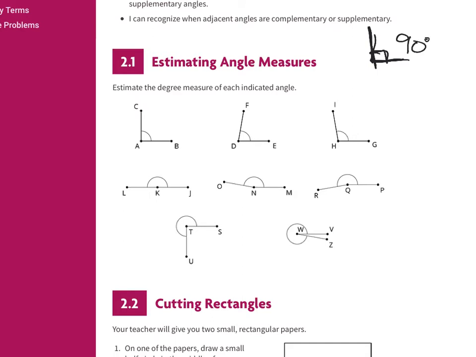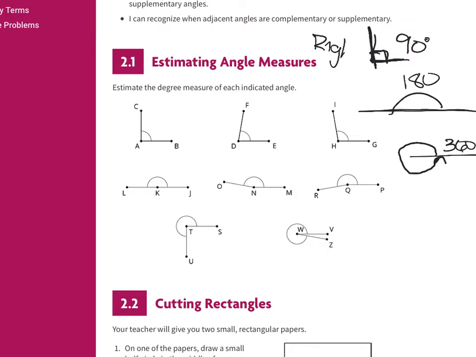A straight angle looks like a straight line. That's 180 degrees. If you put 2 right angles together, it makes a straight angle, which is 180 degrees. And then if you put 2 straight angles together, this one looks kind of funny, but we go all the way around, and that's 360 degrees. So we have right, 90 degrees. We have straight, 180 degrees. And then we just have a circle, or all the way around, is 360 degrees.